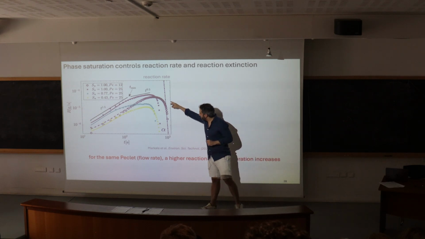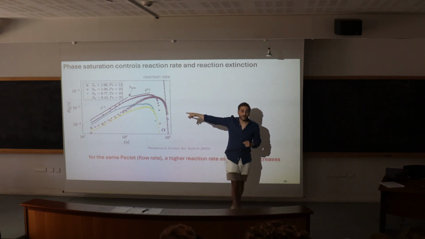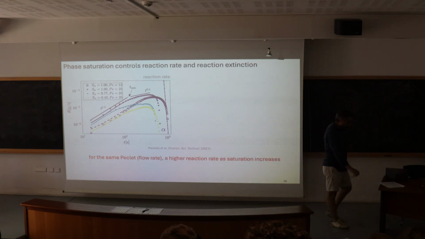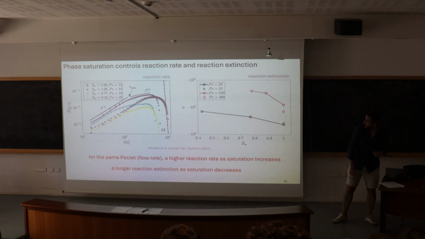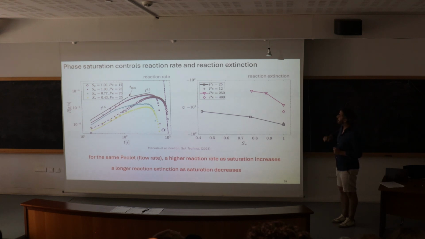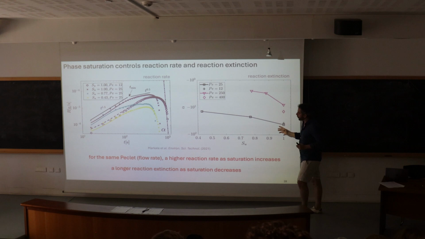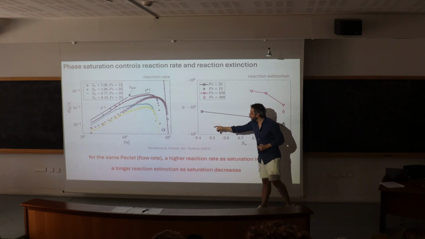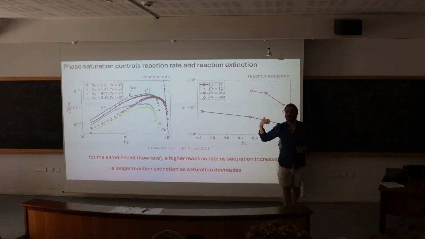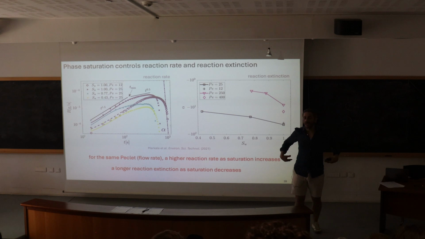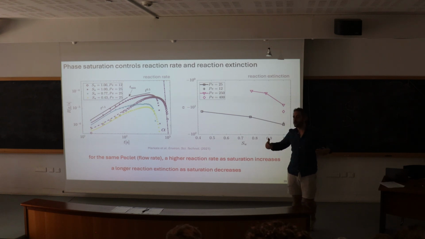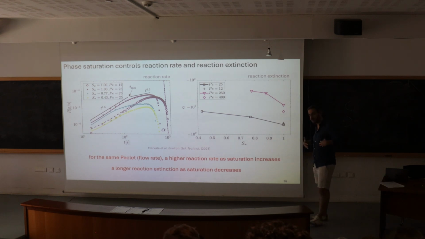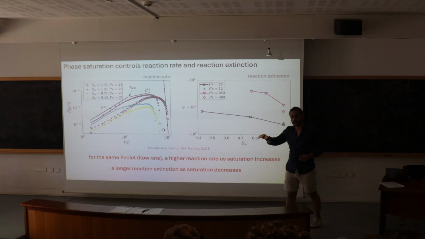For that, we fit a power law to the tails of all of these experimental data. What we could see is that when we increase the flow rate, we have higher Péclet numbers, or when we decrease the saturation, it takes longer to extinguish the reaction behind the front. You leave more incomplete mixing behind the front, and it takes longer to extinguish the reaction.